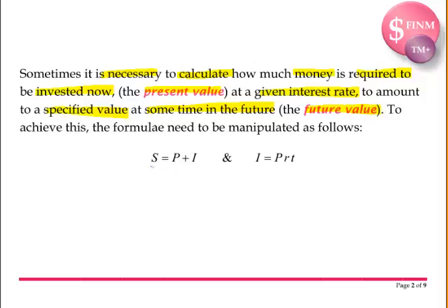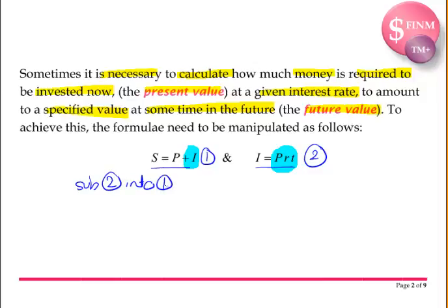So these are the two formulas we've used. Let's label them 1 and 2. What I'm going to do is substitute this I here for this PRT. So I'm going to sub 2 into 1. This is from our simultaneous equations, our SILE module. So I get S equals P plus PRT.